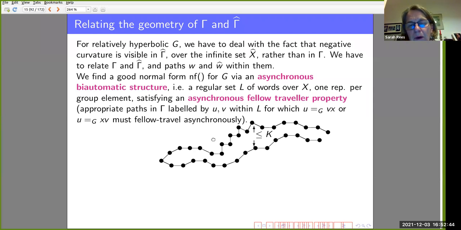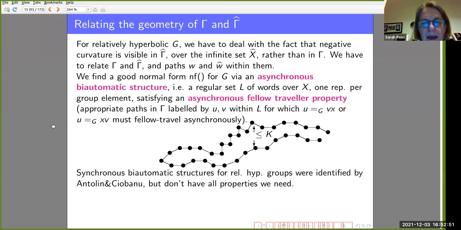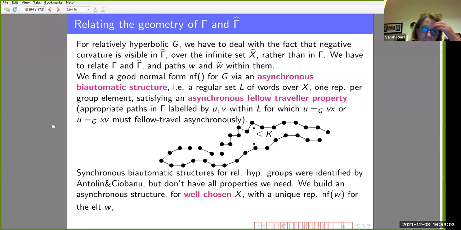And similarly, we want two words that start next to each other and finish in the same place to stay close to each other in the same way, okay? So relatively hyperbolic groups are known to have synchronous biautomatic structures that are very well behaved, but unfortunately they don't work for us. They don't have all the properties that we need. So we had to build our own, which, we needed things to work well in relation to the Cayley graph over the larger generating set.